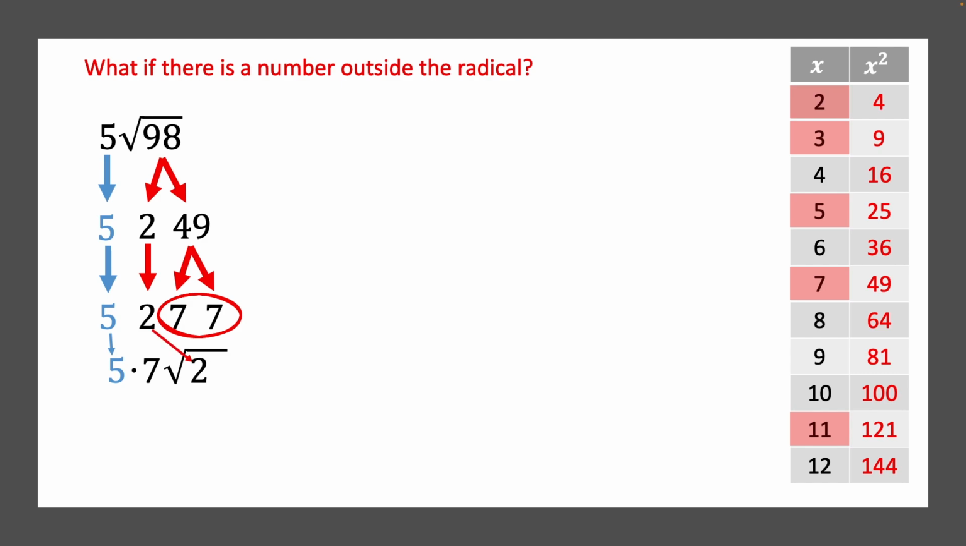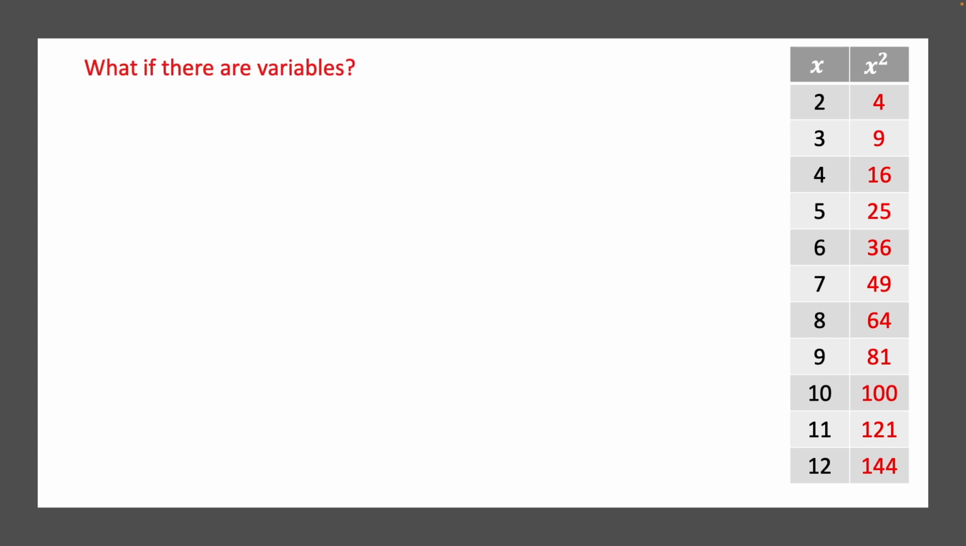And then multiply the 5 and the 7 together for 35 root 2. Okay, now, what if there are variables? Well, let's do a quick reminder here.